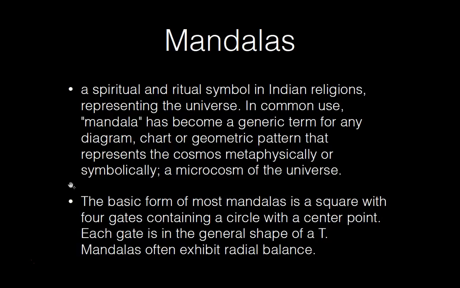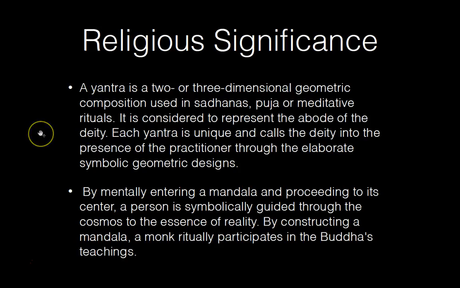So the basic form is a square with 4 gates containing a circle with a center point. And each gate is in a general shape of a T, and mandalas are often radially balanced. So think about the composition, radial balance, that you can use. There are 2 to 3 dimensional geometric compositions in the mandalas. They're for meditative rituals.